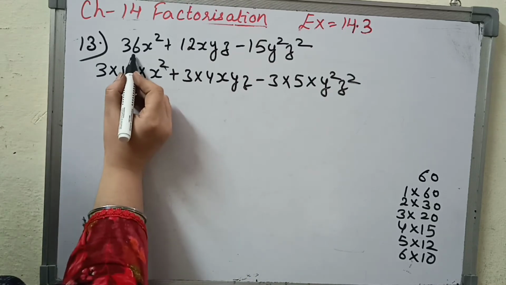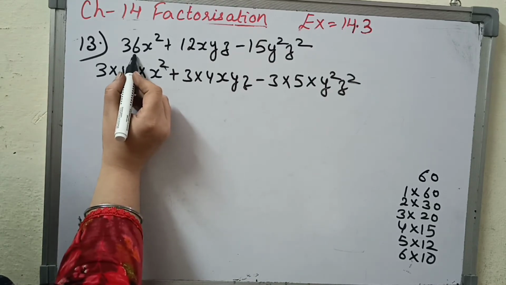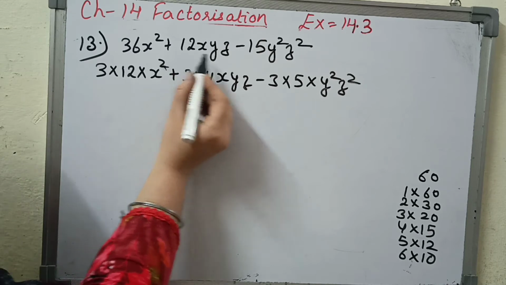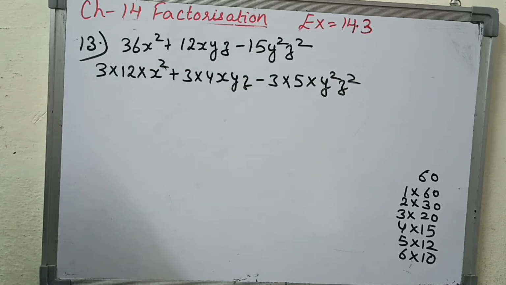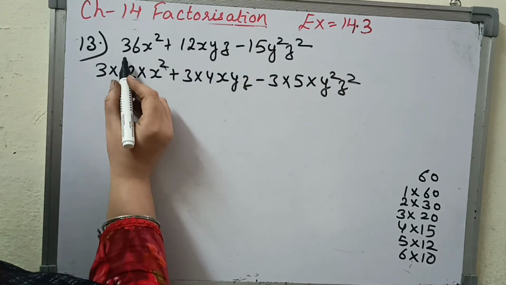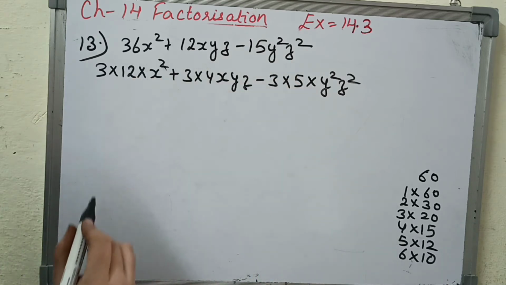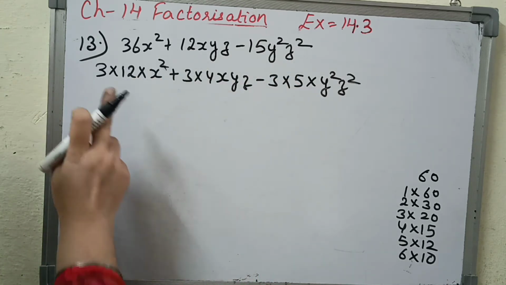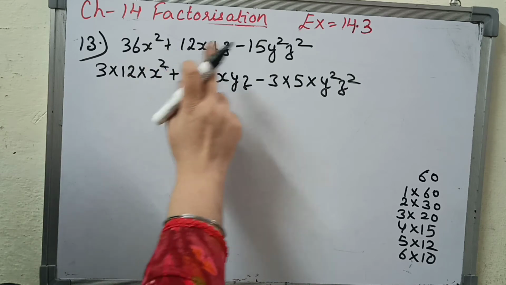Sum number 13 is 36x square, 12xyz minus 15y square z square. Here 36 is a multiple of 3, 12 is also a multiple of 3 and 15 is also a multiple of 3. So first of all I will make the factors of these and use the common factor method and take 3 common outside from all these 3 terms.